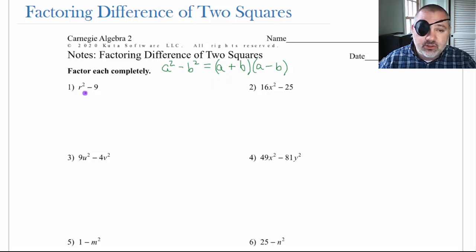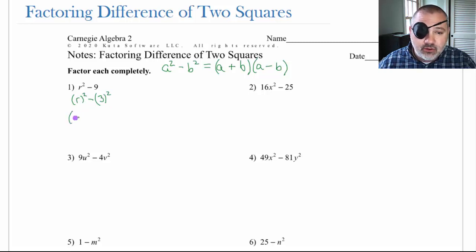So I see r squared minus 9. First off, I always suggest identifying what you're squaring. So what are we squaring to get r squared? We're simply squaring r. So I'm just going to put that in a little group for a moment. R squared minus, what are you squaring to get 9? You're squaring 3. This is not truly factoring, but what it is doing is identifying what you're actually squaring, or what your A and your B is.